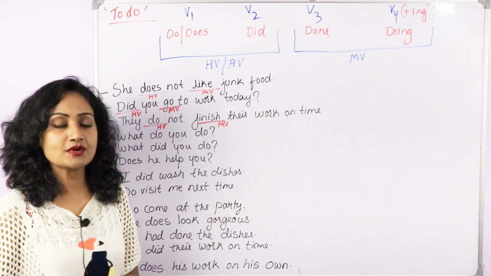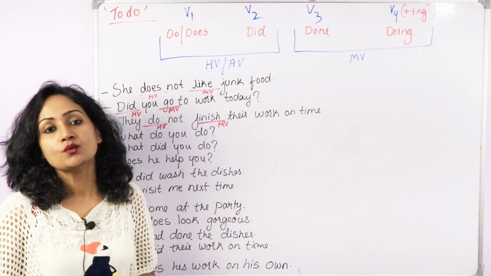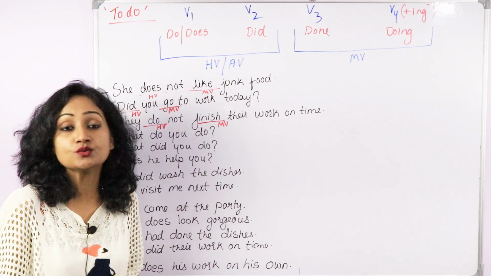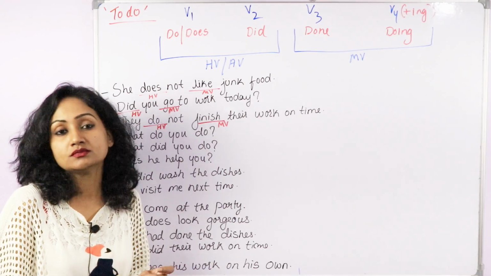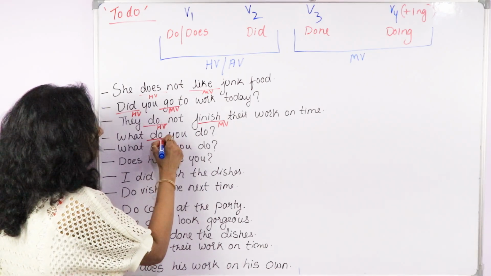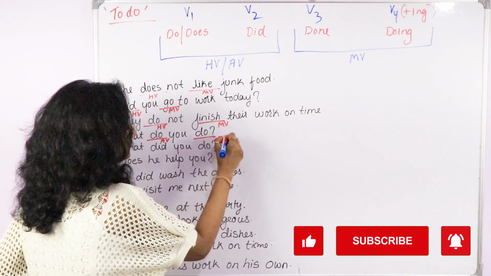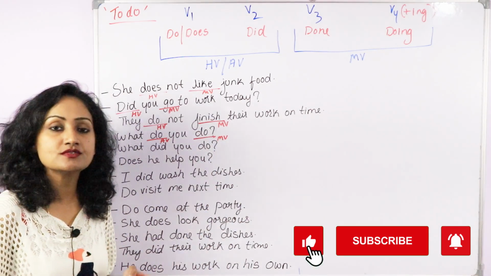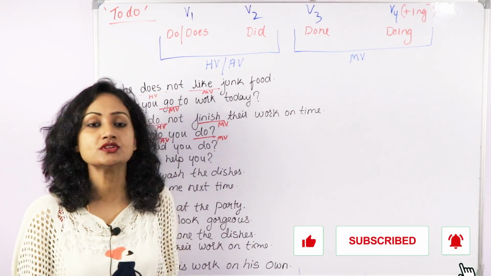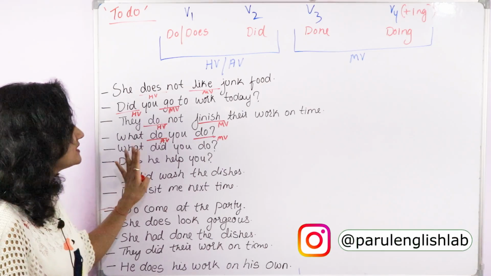So this is in simple present tense. Whenever we make a question in simple present tense, we make it like this. What do you do? What do you wear? What do you eat? So here do is an auxiliary verb and second do is the main verb. What do you do on weekends? Do you go somewhere? Do you meet your friends? What do you do on weekends? What did you do?